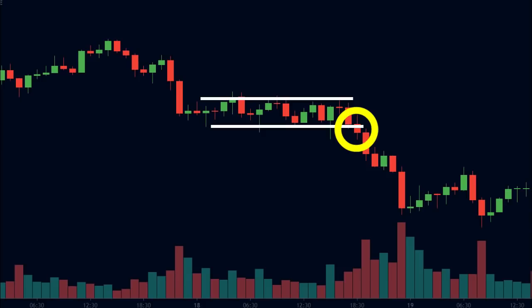The breakout happens on this candle. So we look at the volume to confirm the breakout. We can see that the volume on the breakout candle was greater than usual.